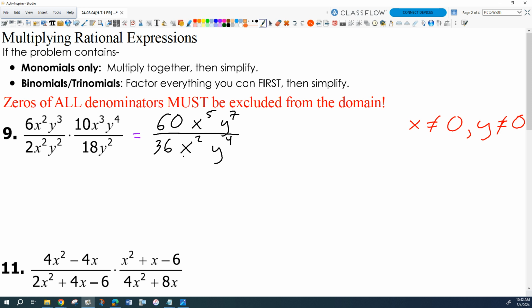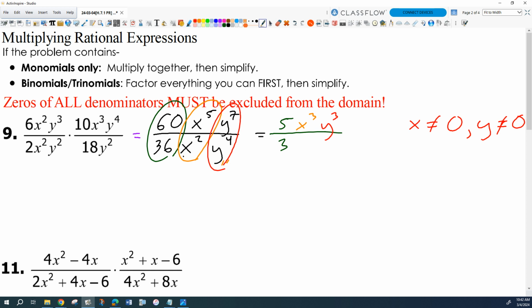Okay, now that I've got my exclusion list, I can cancel and simplify this thing. So what's that going to give me then? If I look at my numerical part of the fraction, 60 over 36 reduces to what? 5 over 3. I can divide both by 12. So I get 5 on the top and 3 on the bottom. How about the x's? Yeah, okay, I'm going to get an x cubed on the top, right? And how about the y's? Y cubed on the top. So that's my answer. I'm done.